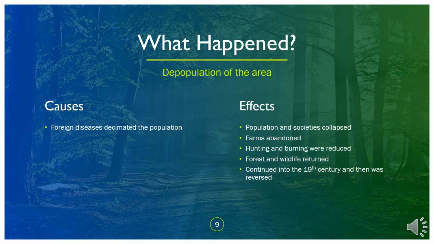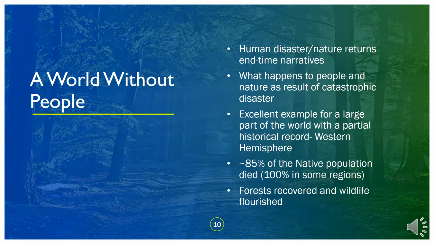So we're just going to stick with foreign diseases decimated the population, and the effects of that were that population societies collapsed, of course. But this meant farms were abandoned, hunting and burning were reduced, which caused the forest and wildlife to return. And this continued into the 19th century, and then it was reversed because of European settlement.